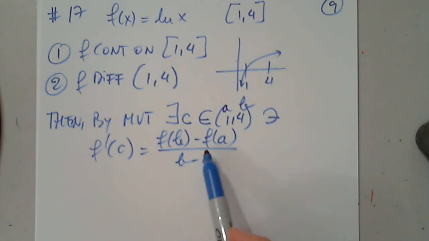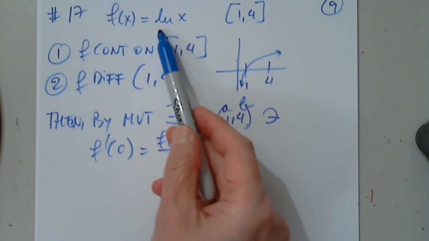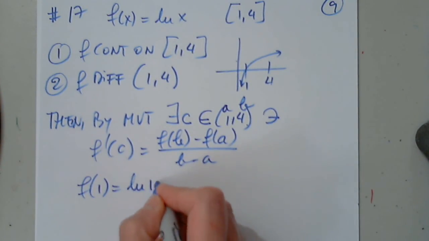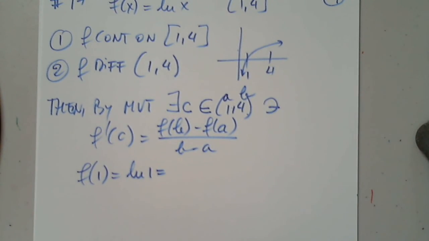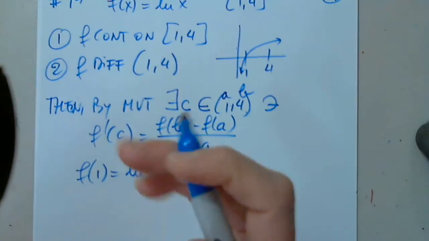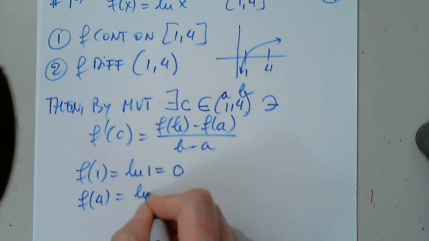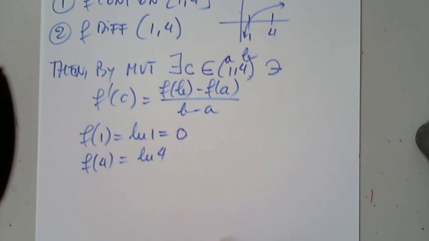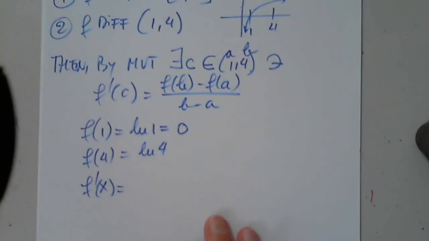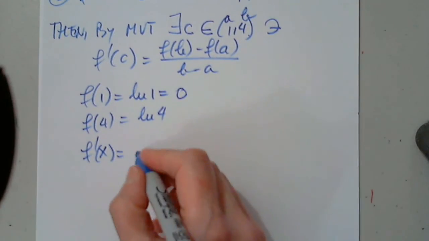So first let's determine these two, f of A and f of B. So here's the function, f of 1. How much is f of 1? Zero. Yes. How much is f of 4? You can only say natural log 4. That's good enough. Now let's find f prime. Can anyone give us f prime of x? 1 over x. Excellent, 1 over x.